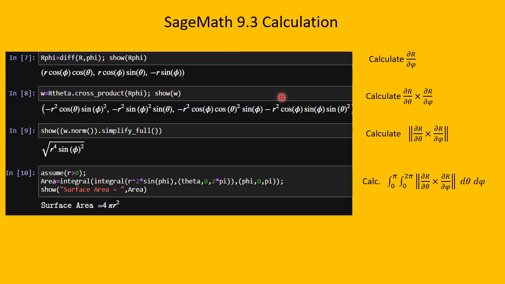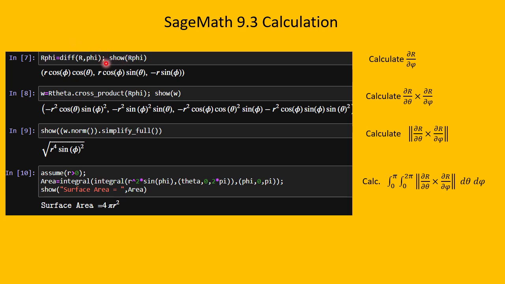So let's continue with our calculation. We also need to calculate the partial derivative of that position vector r with respect to phi. And later we're going to take the cross product of those. So to do that, we have to differentiate r with respect to phi. And I'm going to call this partial derivative r phi. A very imaginative name for that, isn't it? And then we'll show what r phi is.